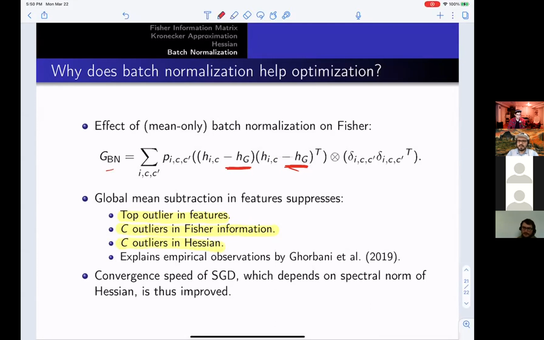It's the top C eigenvalues, but it could also be C times C minus 1 eigenvalues. So maybe I could just illustrate this. Here's a spectrum. Here's a set of class means. If you subtract the class means, these outliers are just going to be slightly smaller, right? Because you're removing energy from the top eigenspace.